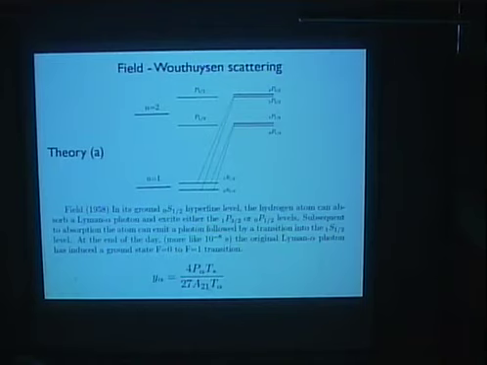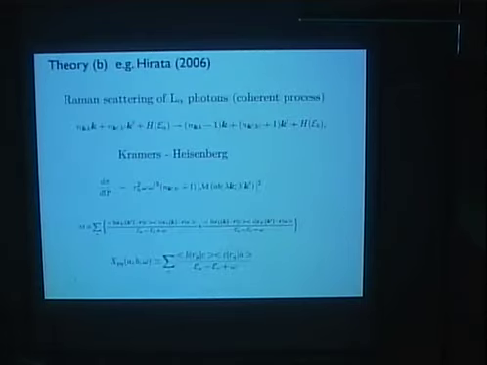So I call this theory A. This is the original theory, if you go back to the paper of Field and also Meiksin and other people, based on this point of view. There's an alternative description, or maybe a more modern description, for which a good example is given by the paper by Harada in 2006.